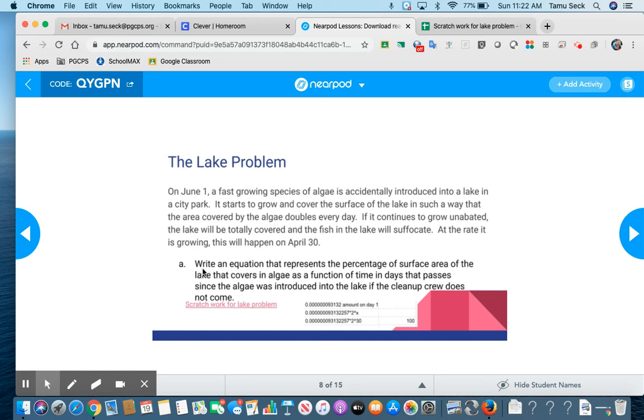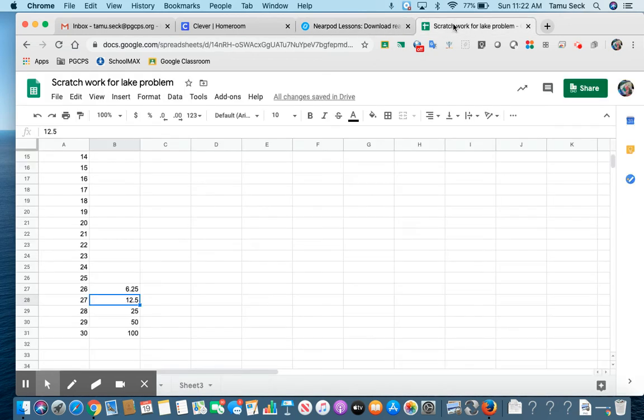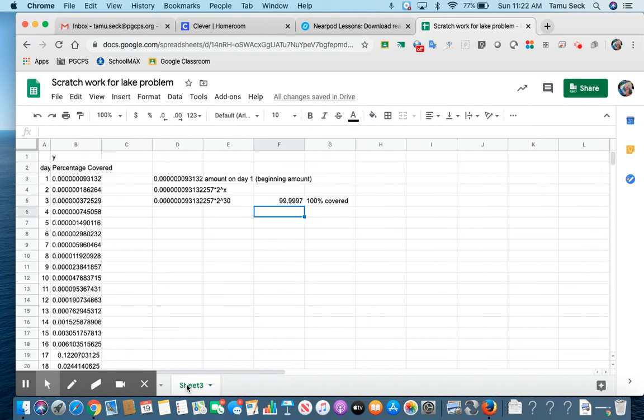Okay, now write an equation that represents the percent of surface area of the lake that is covered in algae as a function of time in days that pass since the algae was introduced into the lake, if the cleanup crew does not come. So I have done the math.